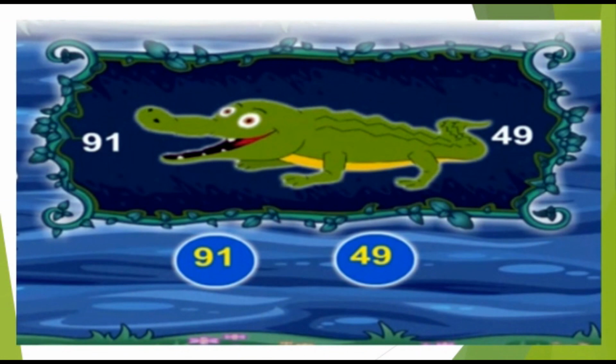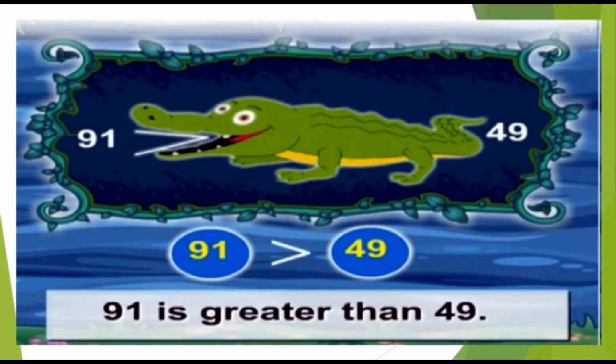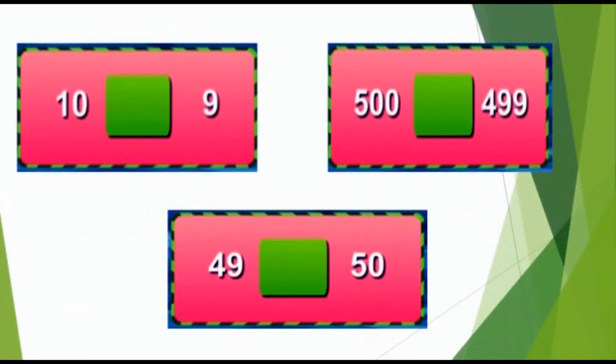Next is 91 and 49. You can easily make out that 91 is greater than 49. So 91, symbol of greater than, 49. It is read as 91 is greater than 49. Now let us try and solve some sums in order to make this concept even more clear. Write the correct symbol in the box.